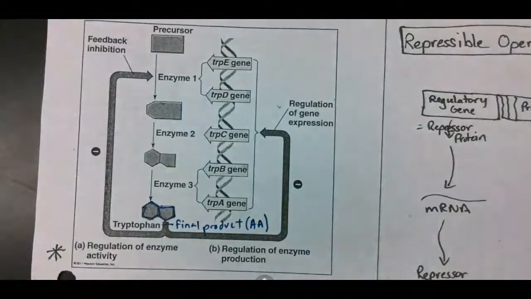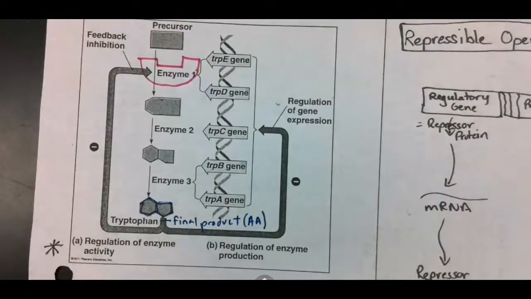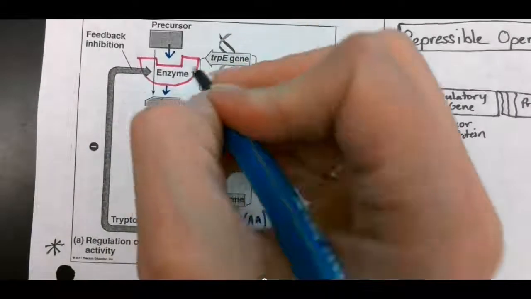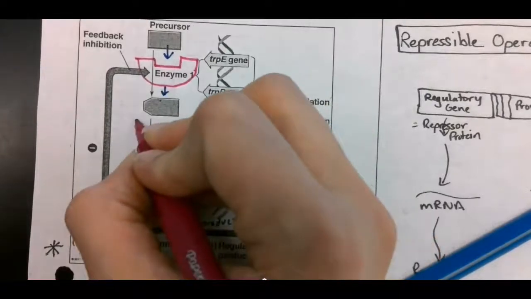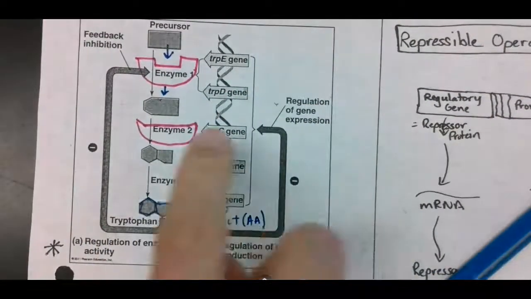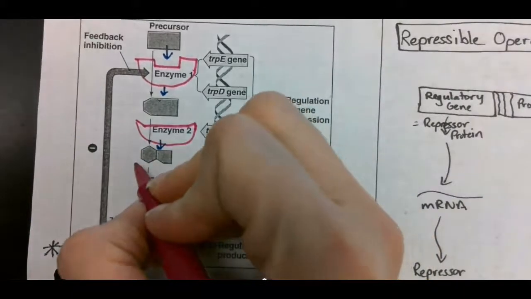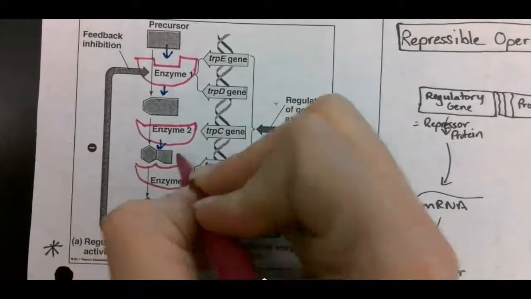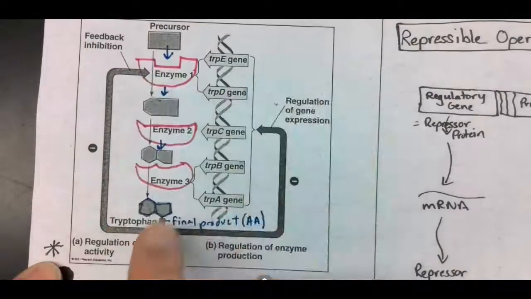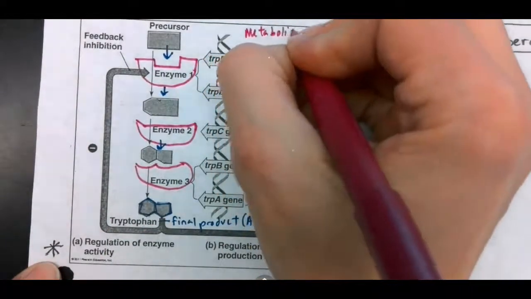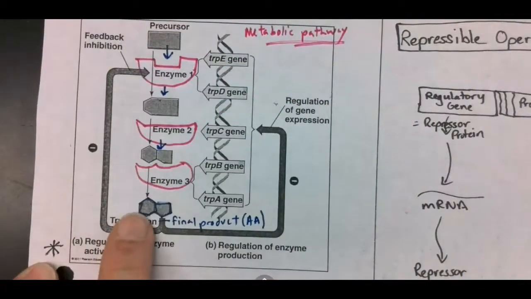Our precursor molecule goes into enzyme 1, and we turn our precursor molecule into this next molecule right here. This molecule goes into enzyme 2, and enzyme 2 turns that molecule into this molecule down here. This molecule down here fits into enzyme 3, and it's finally turned into tryptophan. So just a reminder from the beginning of the year, this is known as a metabolic pathway. You have to go through many steps to take this precursor molecule and turn it into tryptophan.